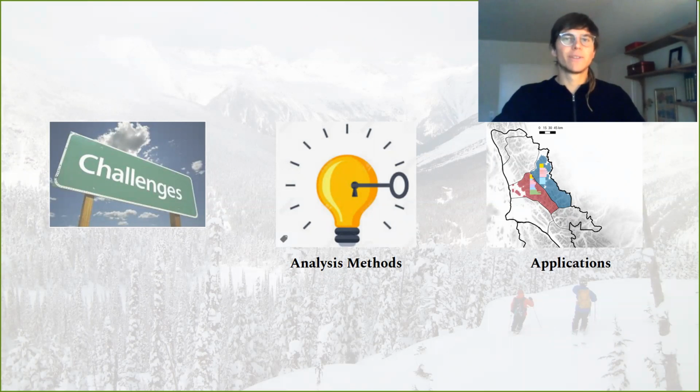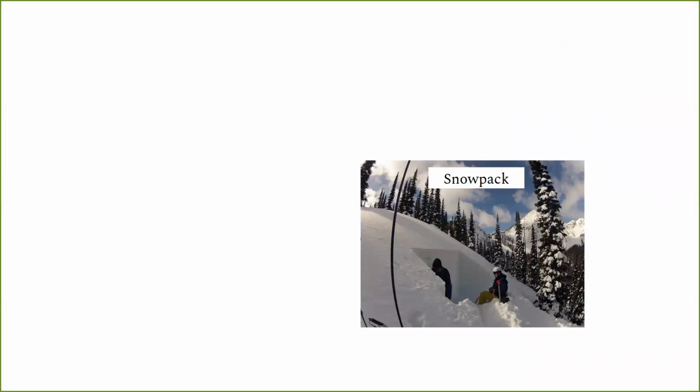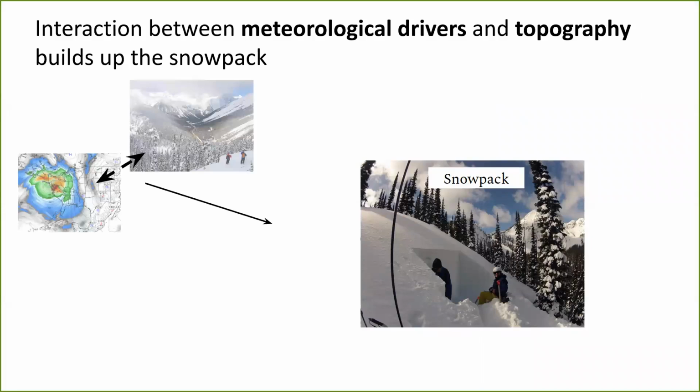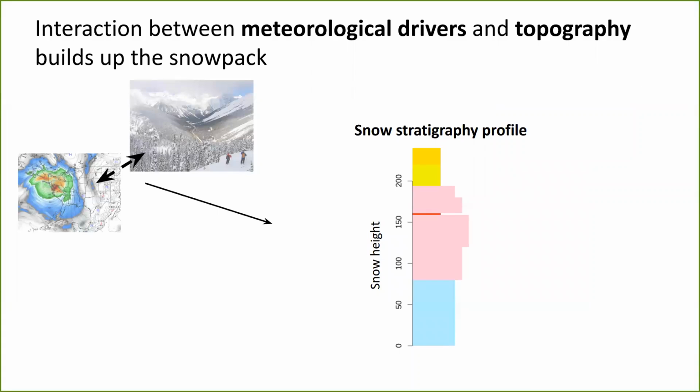But before I dive into these challenges, let me explain why the snowpack plays a crucial role in avalanche forecasting and how forecasters work with snowpack data. The snowpack builds up over the winter season through the interaction between the meteorological drivers and the local topography. The resulting snow stratigraphy contains many separate layers with different structural and mechanical properties like layer hardness and snow grain type. In this graphic, different grain types are visualized by different colors.